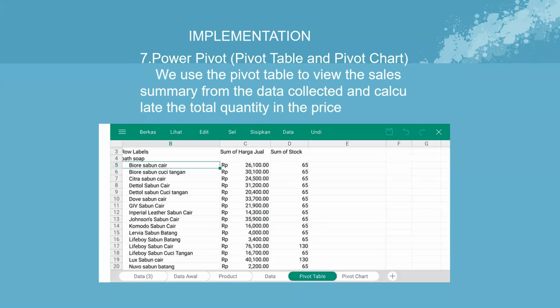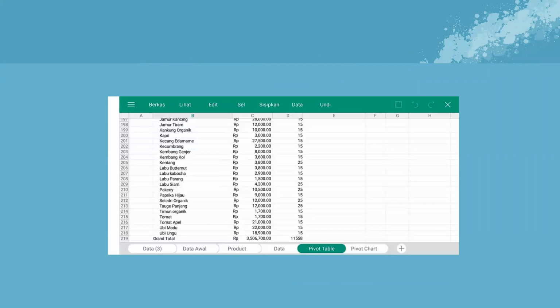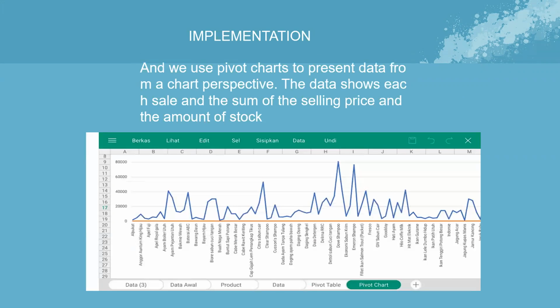Okay, next is the power pivot. In power pivot, we use a pivot table and pivot chart. We use the pivot table to view the sales summary from the data collected and calculate the total quantity and the price. And this is a picture of the pivot table, an example picture of a pivot table.